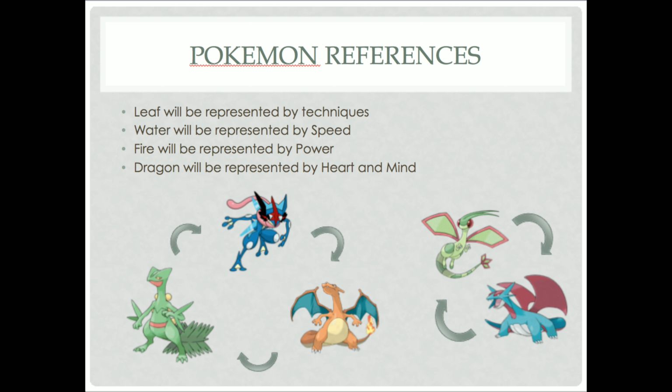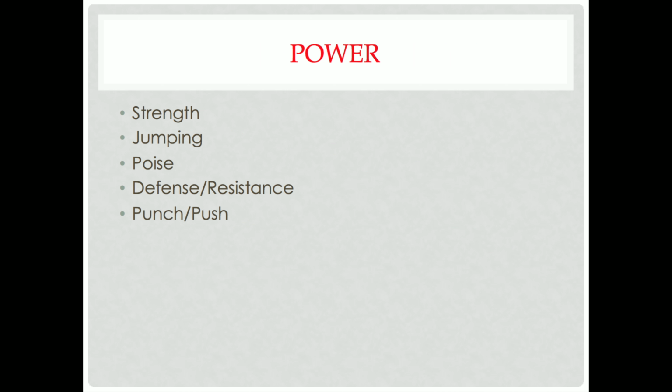So for example, leaf is going to be represented with techniques. So Sceptile here with his leaf blade is going to be representing our special techniques. Water will be representative of speed, so I chose Greninja for speed. Fire will be represented by power, because we all know Charizard is really strong. Dragon will be represented by heart and mind, which is Flygon and Salamence. Okay, so let's go straight into it.